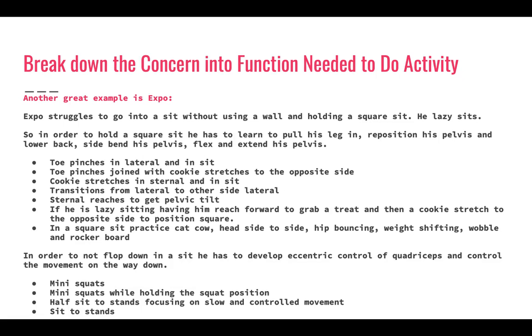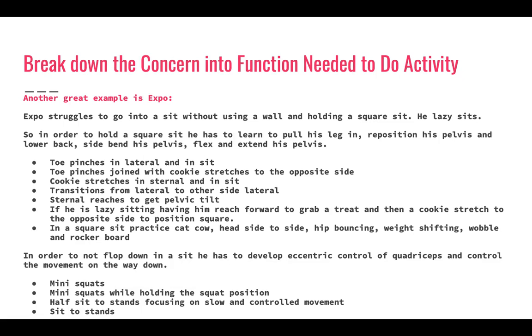You could practice just cookie stretches in sternal and in sit so that he works on popping from one hip to square to the other hip. Transitions from lateral to the other side of the lateral is another way to practice getting that rotation on the spine and going from one hip to another. I did sternal reaches to get a pelvic tilt. So he has to learn to extend his pelvis and then also flex his pelvis with, I believe, cat cows in his home program.